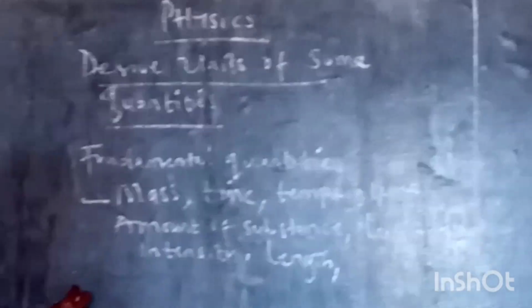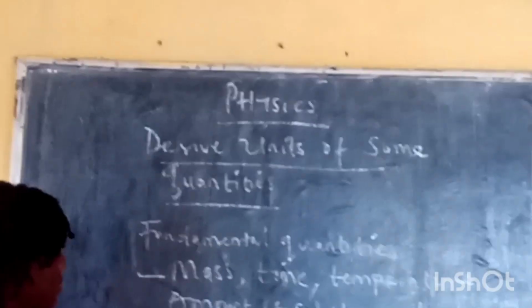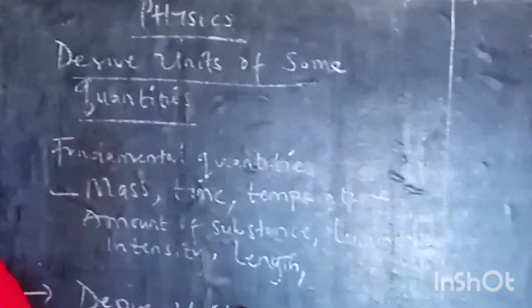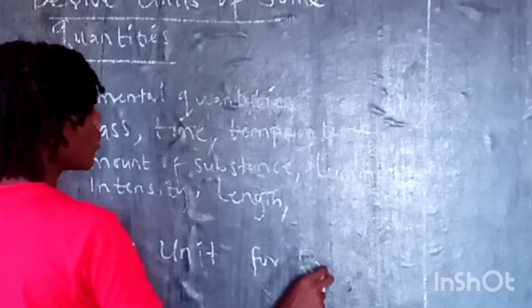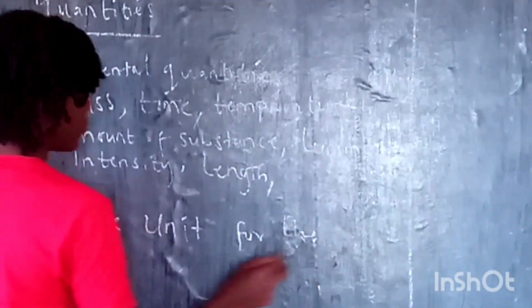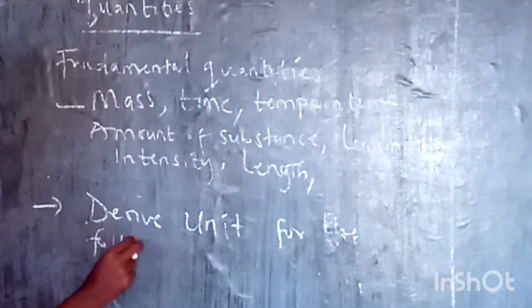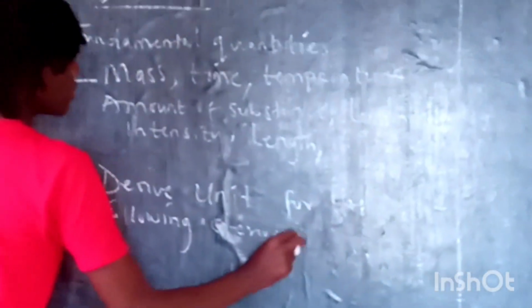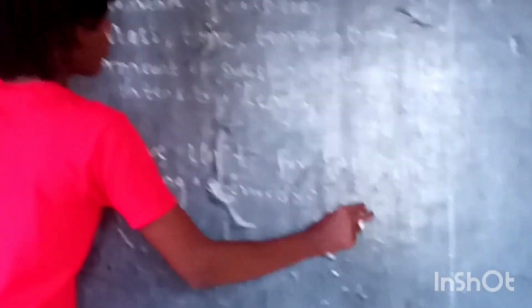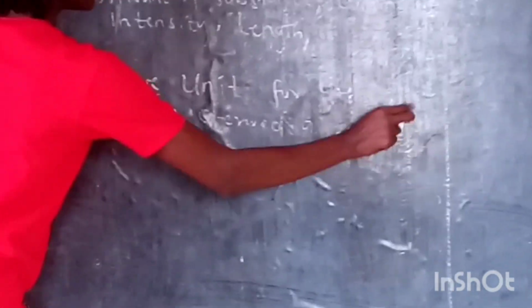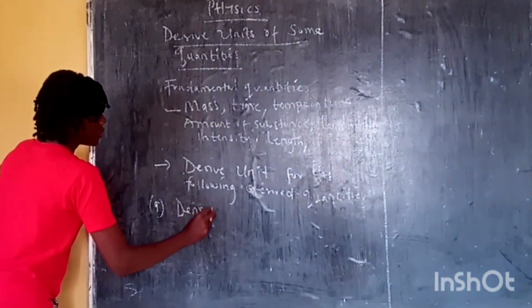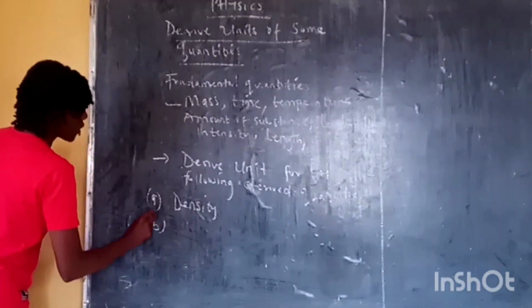So we're going to derive units for the following derived quantities. That is, we're going to solve for density, we're going to solve for pressure.